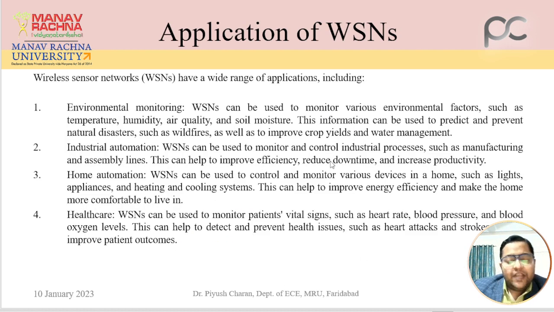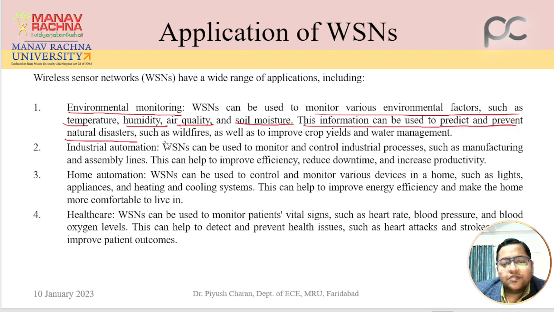So what are the various applications for WSNs? Number one is environmental monitoring. WSNs can be used to monitor various environmental factors such as temperature, humidity, air quality, and soil moisture. This information can be used to predict and prevent natural disasters such as wildfires, as well as to improve crop yields and water management in case of agriculture.